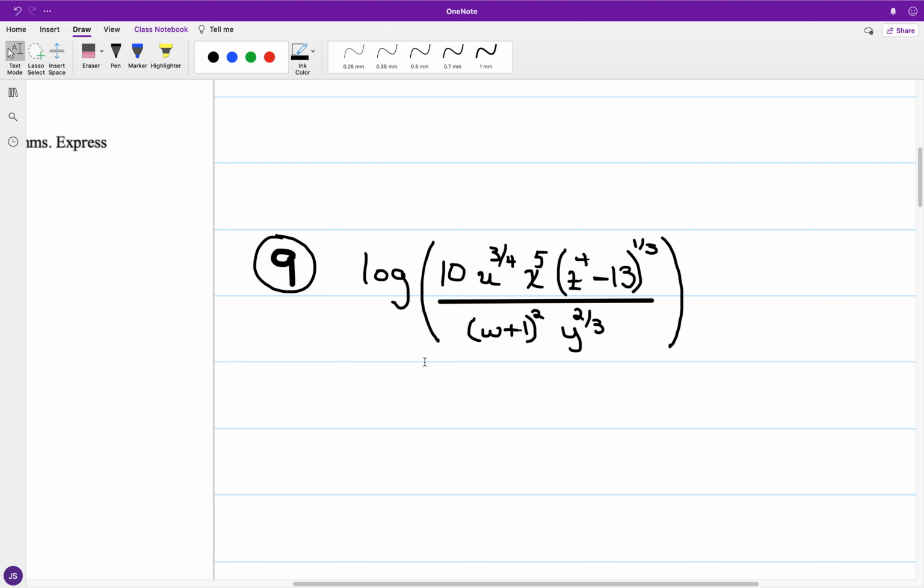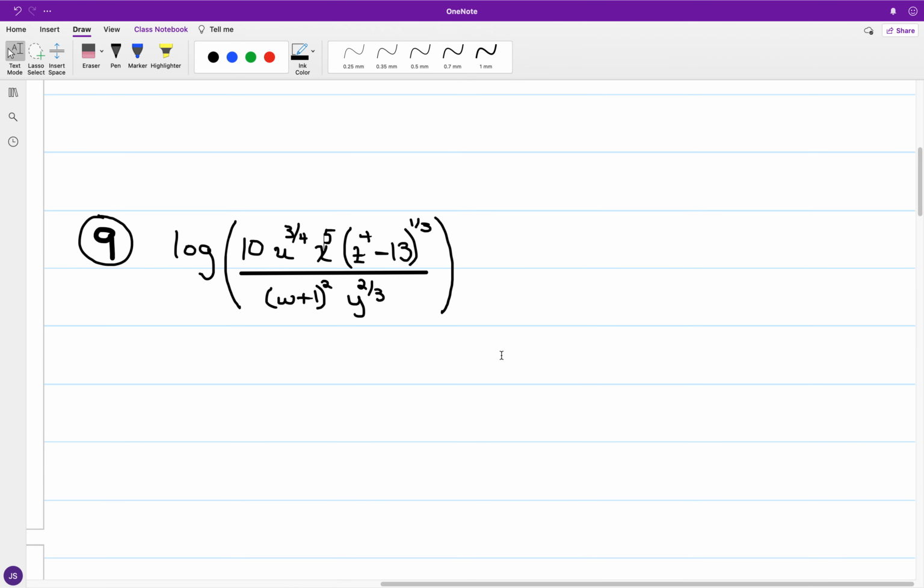In the rewrite, we have 10 times u to the 3/4 times x to the 5th, times the quantity z to the 4th minus 13 raised to the 1/3 power, all over w plus 1 squared times y to the 2/3. Just looking at getting things going, if we look at what is at the top, we have 4 distinct factors. So we have the base 10 logarithm of 10.